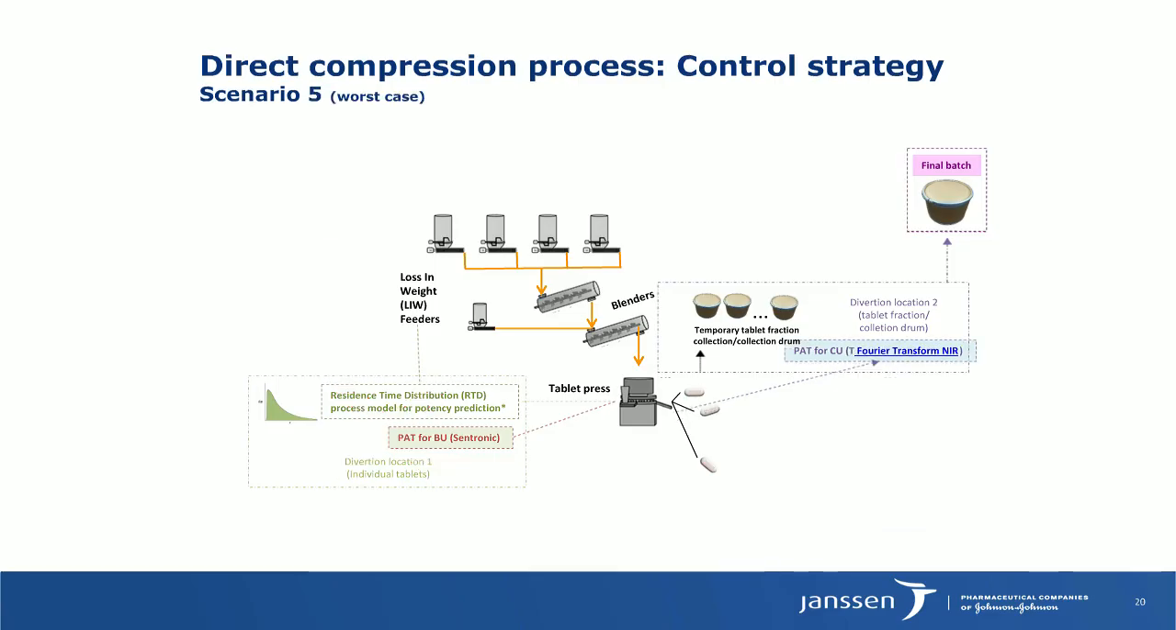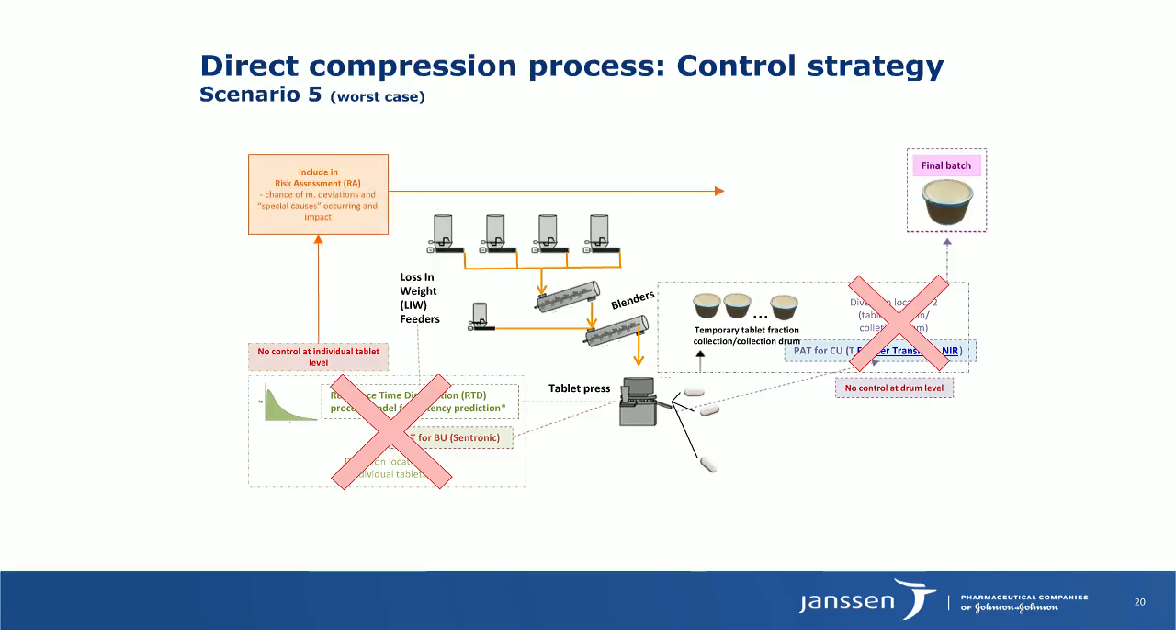And then there is, of course, scenario 5, which is the worst case scenario. That is the scenario where none of the PAT tools are capable to perform, and also no RTD process can be achieved. In that case, again, you have to do a risk assessment, and you will need to do manual sampling and lab analysis itself. So these are the different stages and scenarios that we can have with the control strategy.